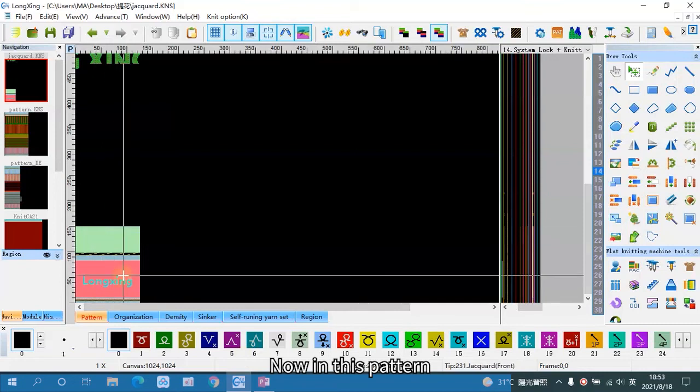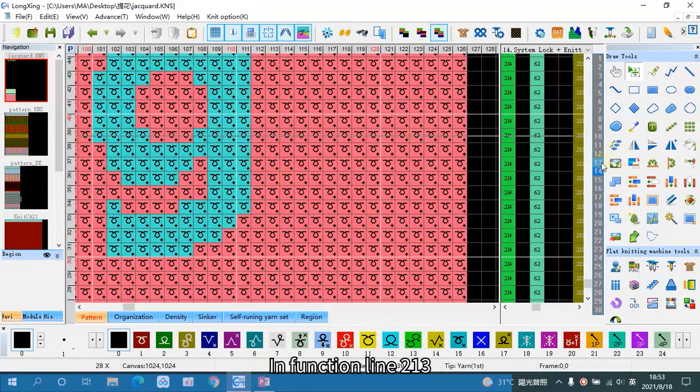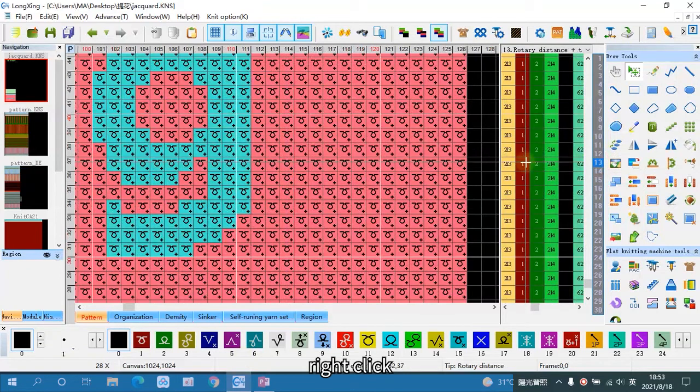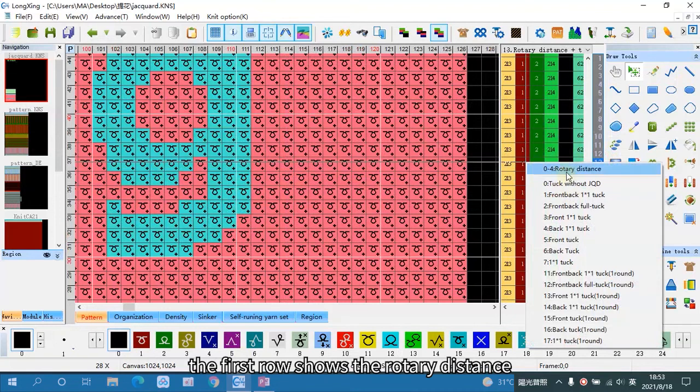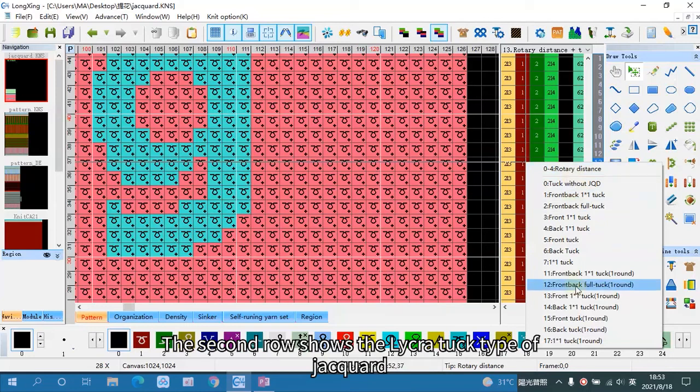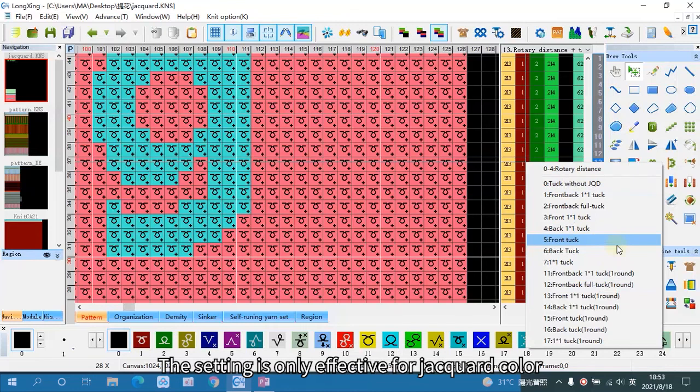Now in this pattern, in function line 213, right click. The first row shows the rotary distance. The default value is 1. The second row shows the Lycra tack type of jacquard. The setting is only effective for jacquard color.